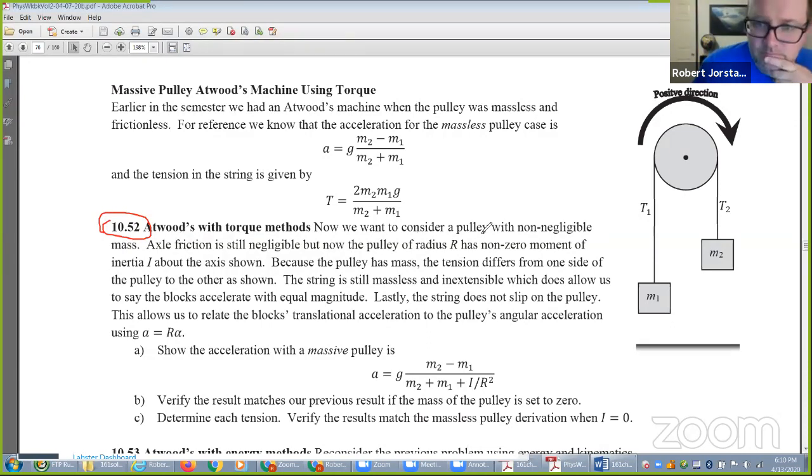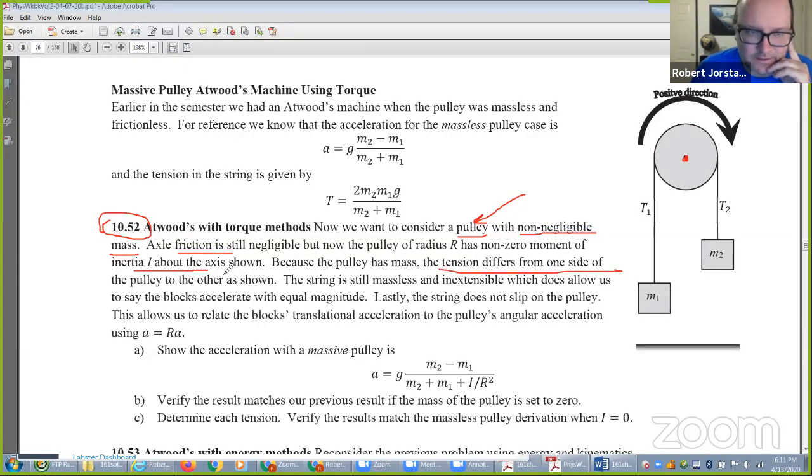Okay. We have a non-negligible mass pulley. If you see a pulley with negligible mass, you don't need to worry about this. But now in chapter 10, how do you handle a pulley with mass? Axial friction is still negligible, but now there's a moment of inertia, right? About this axis. And the moment of inertia is I.